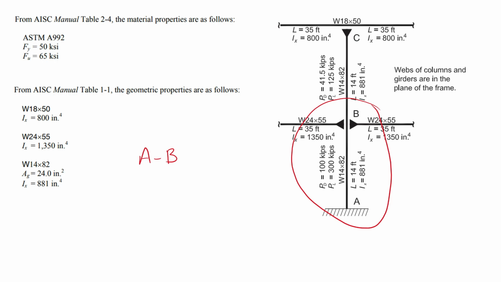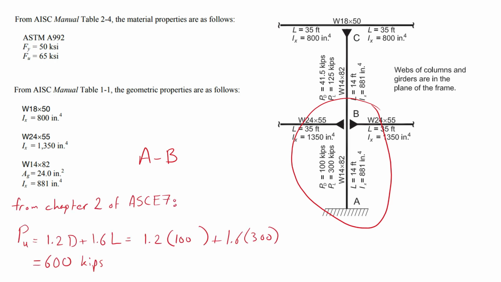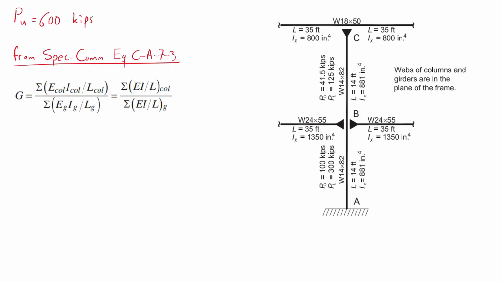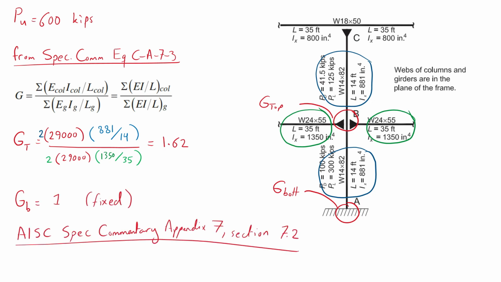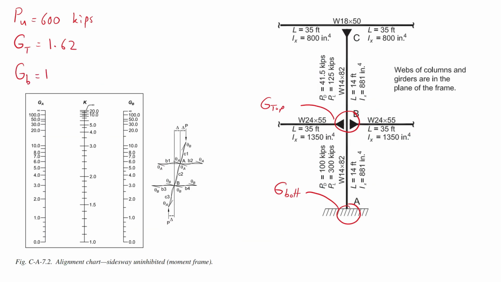Again, we use Chapter 2 from ASCE 7 to calculate the ultimate compressive load. We again calculate the values of G at the top and bottom of the column. At the top it is straightforward and it is calculated as follows. At the bottom, however, because the support is fixed, we take the value of 1 as suggested by the AISC specification commentary Appendix 7, Section 7.2. Using these values, we end up with K being 1.4.